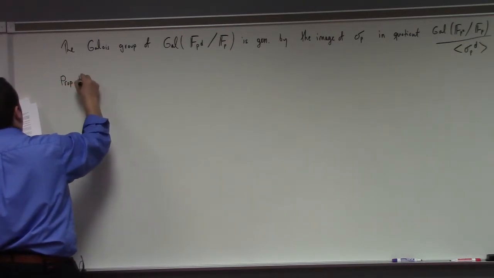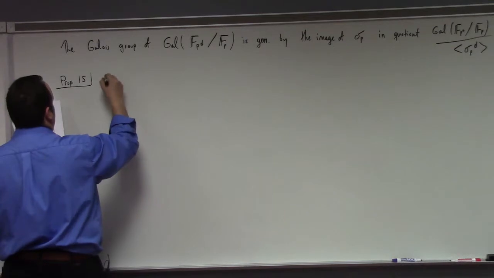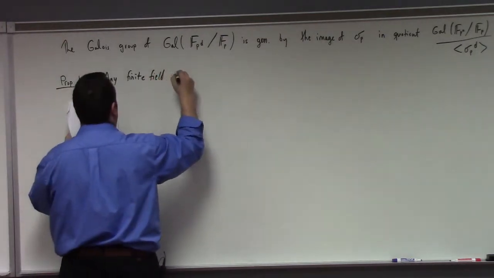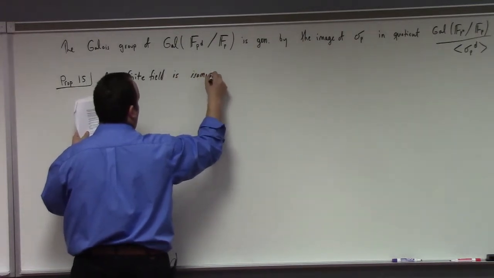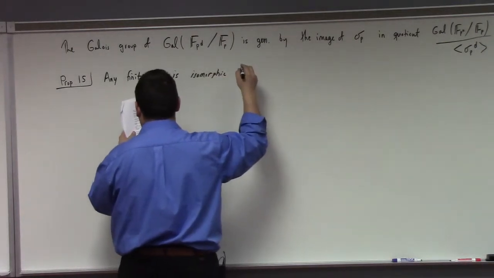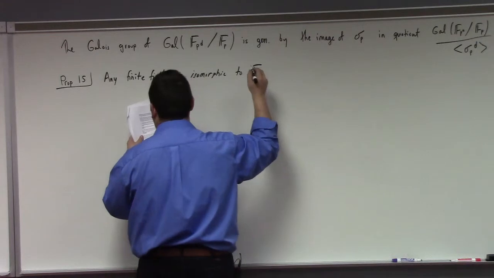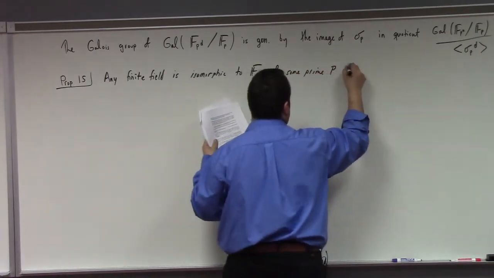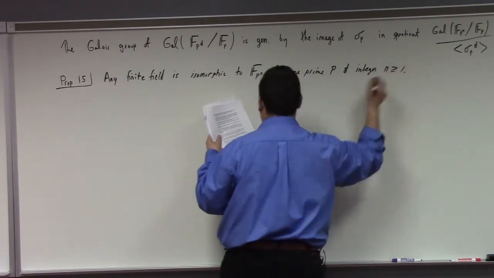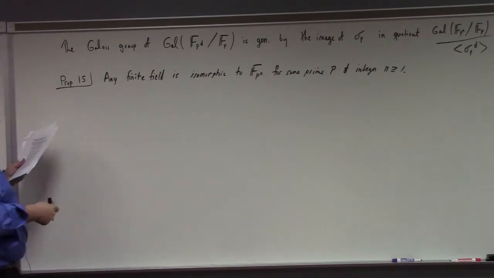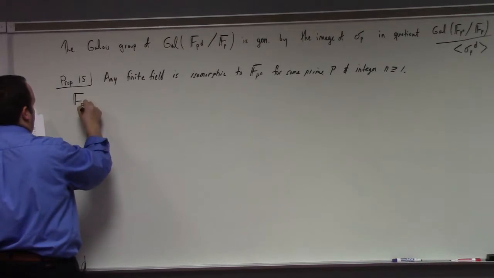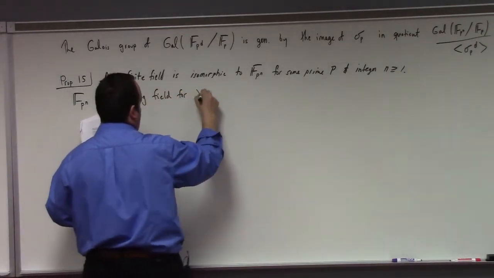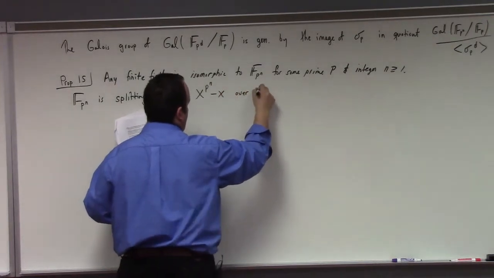Proposition 15 says that any finite field is isomorphic to F_p^n for some prime p and some integer n. And again, just to remind you, F_p^n is the splitting field for x^(p^n) minus x over F_p.